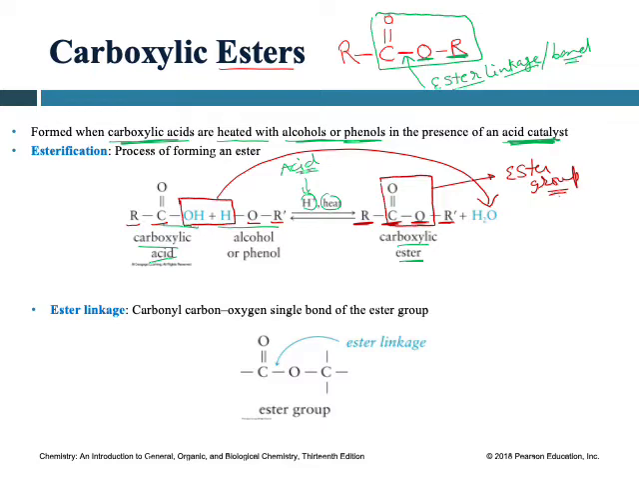And then what is an ester linkage? You have a carbonyl group. When the carbonyl group attaches to an oxygen, this bond attaching the carbonyl to the oxygen we call the ester linkage or ester bond. And the process of making a carboxylic ester using a carboxylic acid and an alcohol as reactants in the presence of heat and acid, we call this process esterification. So remember this terminology. If I say esterification, you know we are making an ester with the help of a carboxylic acid and an alcohol.